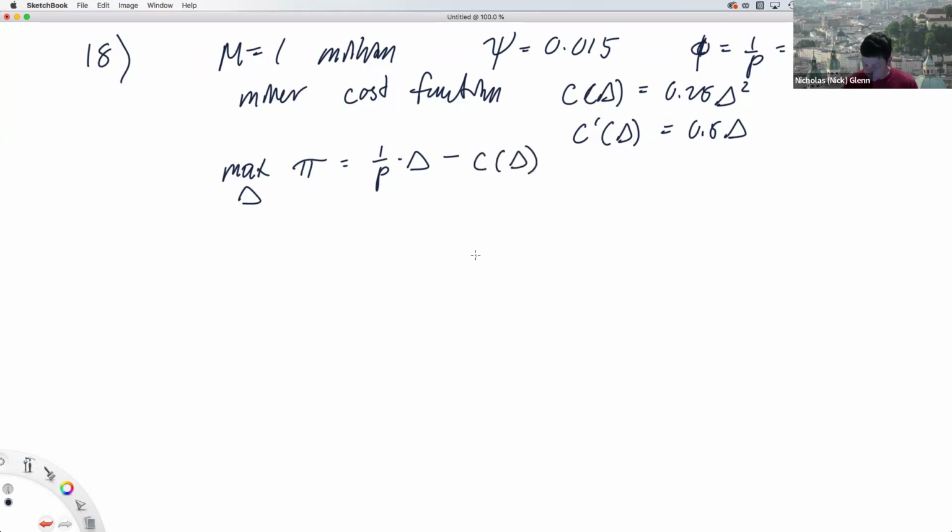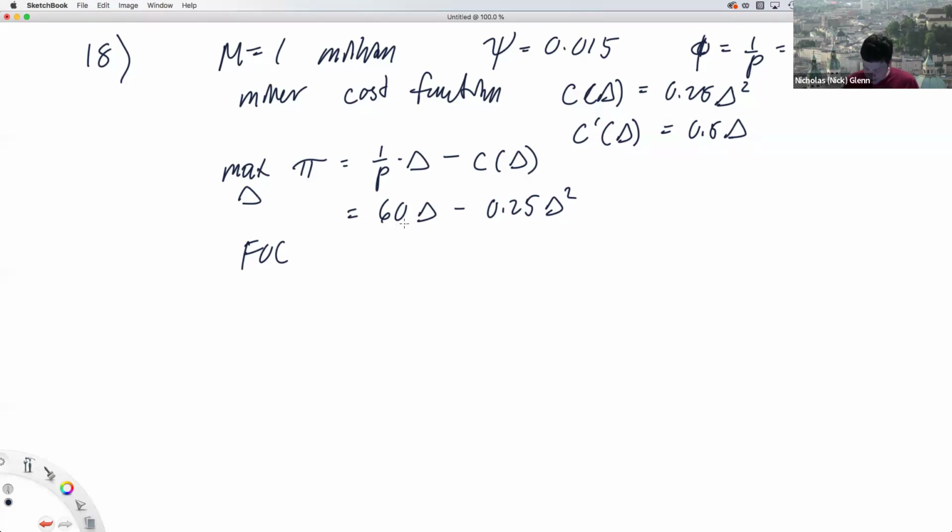All right. And so what do we have here? We can substitute in now. 1 over P we said was 60. The cost function was 0.25 delta squared. So what are we doing here? Well, we want to use our first order condition. We want to take the derivative of these and set it equal to 0. And that'll find the point where these are going to be equal to each other. And that's where entrepreneurs, or any kind of firm, are going to maximize their profit.